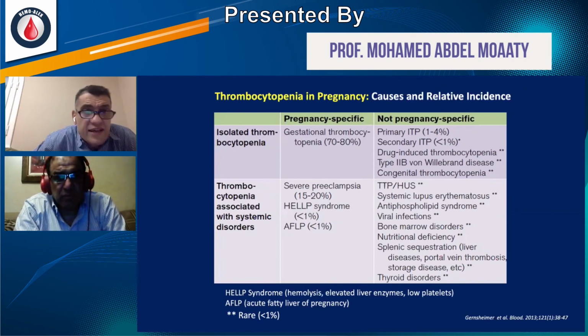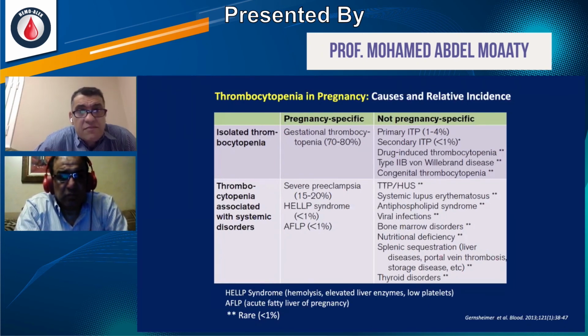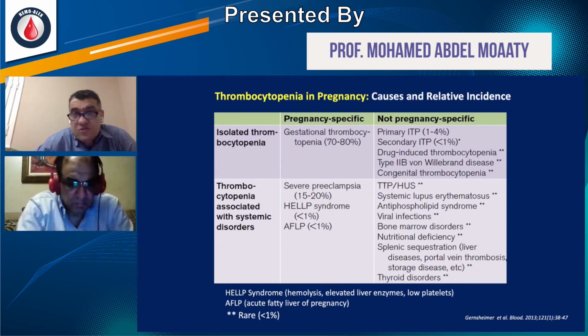Coming to our case again, thrombocytopenia in pregnancy occurs due to many causes. It may be isolated thrombocytopenia that is pregnancy specific, like gestational thrombocytopenia, occurring in various degrees in about 2/3 of patients, or not pregnancy specific, like primary ITP in 1% of patients, secondary ITP in less than 1%, drug-induced thrombocytopenia, type 2 von Willebrand disease, and congenital thrombocytopenia.